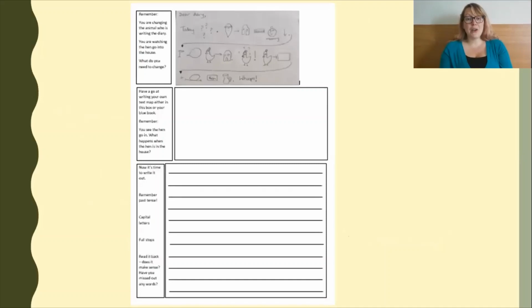So I've had a go at changing the very first bit of the diary. This is the work that you're going to do today. So as you can see at the top of the screen here is my text map, the one that you've been practicing to each week.